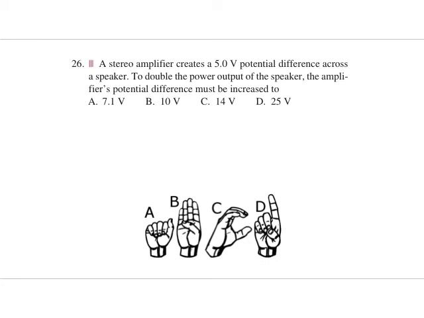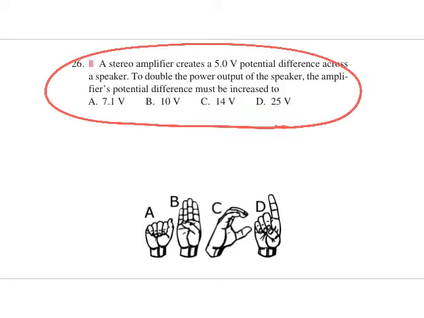A stereo amplifier creates a 5 volt potential difference across the speaker. If you want to double the power output, what do you have to change the potential difference to? Think about that one. I'll be back.